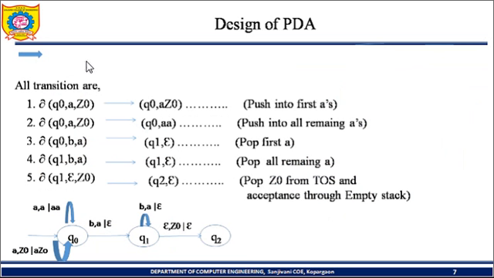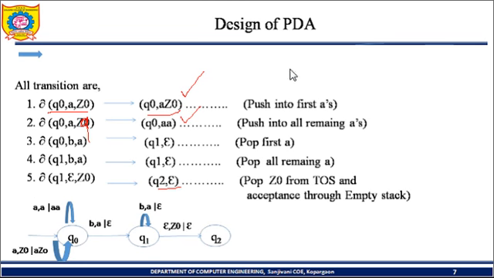So for the design of the PDA, we have considered all those transitions: Q0, A, Z0 for the first A. For all remaining A's, for the second A, the top of the stack will be A. Q0, A comma A, it will be AA. After that Q0, B, A will be Q1 comma epsilon. For Q1, B, A it will be Q1 comma epsilon, and for acceptance through empty stack, Q2 comma epsilon.